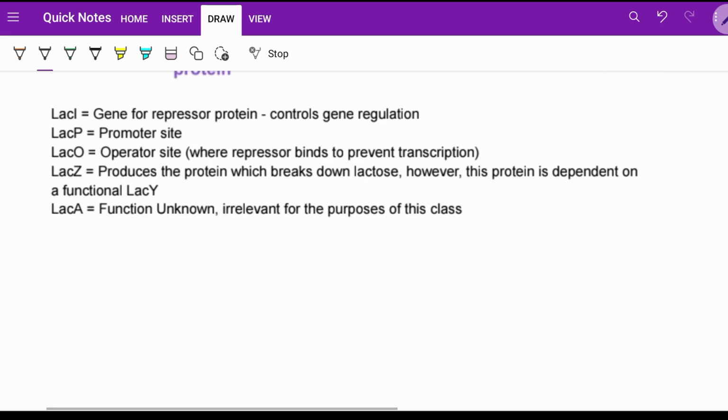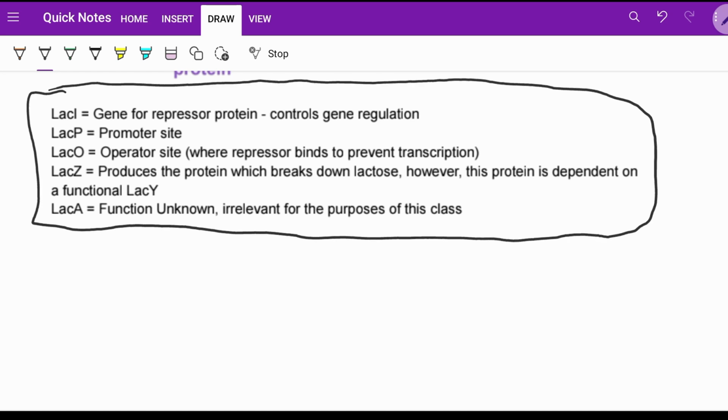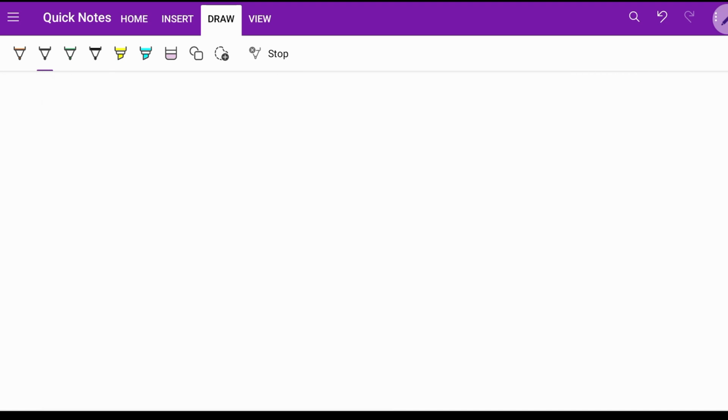Also, I have a breakdown of this. If you would like to screenshot it, look at it for a second, you can pause the video and do so. So what if we have two different strains?